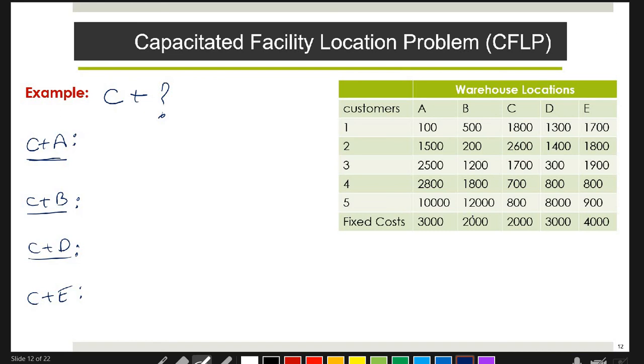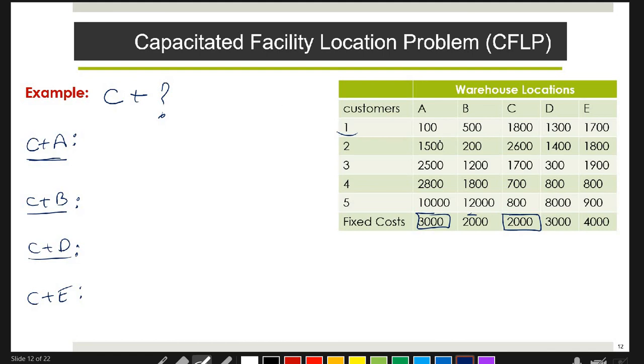Look, since I established C, I am paying this 2,000, right? Definitely. And since I am establishing A, I am paying this also. Then I am checking each one of the customers, because we said that in the uncapacitated facility location problem, the whole demand of the customers is satisfied from a single facility.